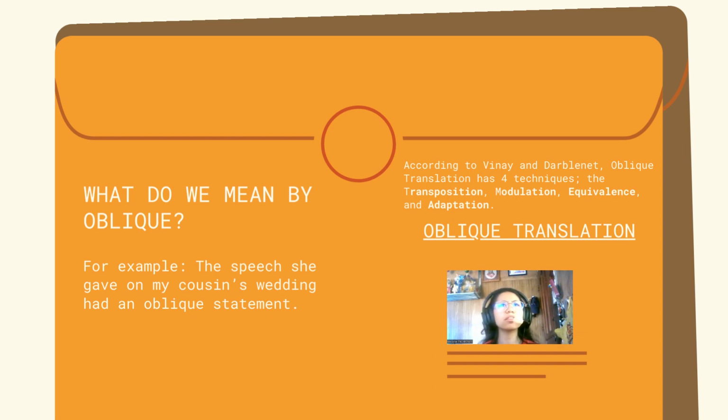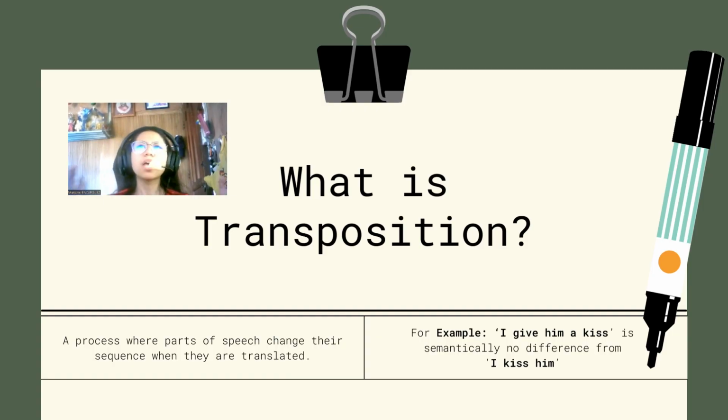It is used when the structural or conceptual elements of the source language cannot be directly translated without altering the meaning or upsetting the grammatical and stylistic elements of the target language. According to Vinay and Dalbernet, oblique translation has four techniques: the transposition, modulation, equivalence, and adaptation. So let's start with the transposition. This is the process where parts of speech change their sequence when they are translated. It is a sense of shift of word class.